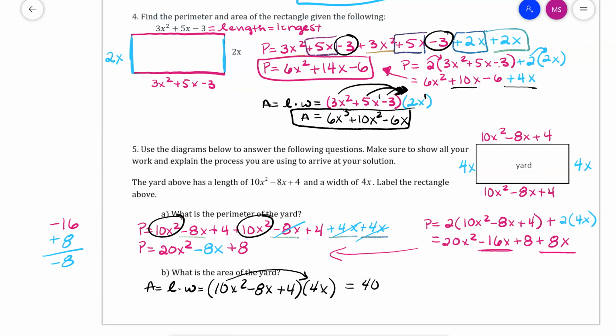X squared times x is x cubed because you add the exponents. All right, -8 times 4 is a -32. X times x is x squared. And then last but not least, 4 times 4 is 16, and the x just comes along for the ride. So that's what area equals, 40x cubed minus 32x squared plus 16x.